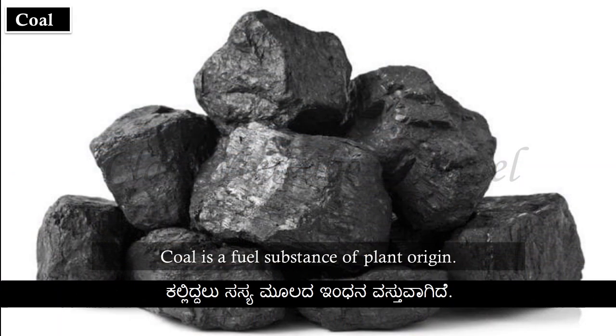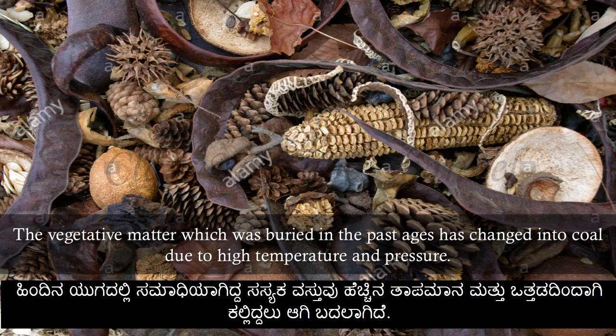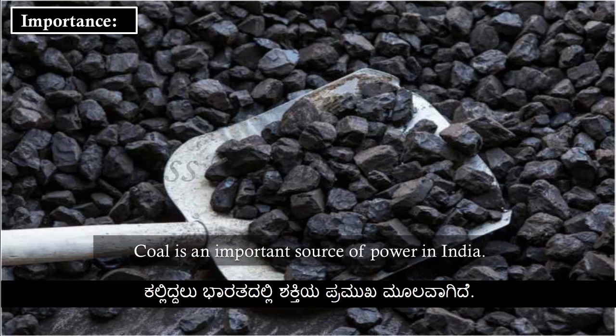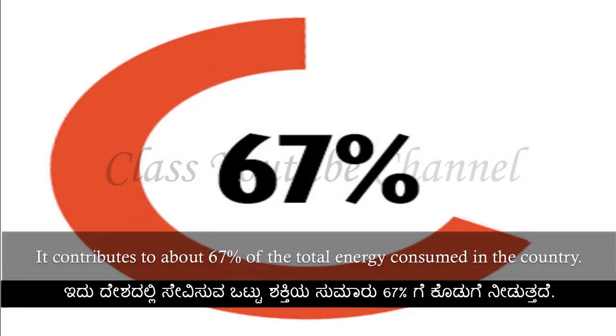Coal is a fuel substance of plant origin. It is composed largely of carbon. The vegetative matter which was buried in the past ages has changed into coal due to high temperature and pressure. Coal is an important source of power in India. It contributes to about 67% of the total energy consumed in the country.